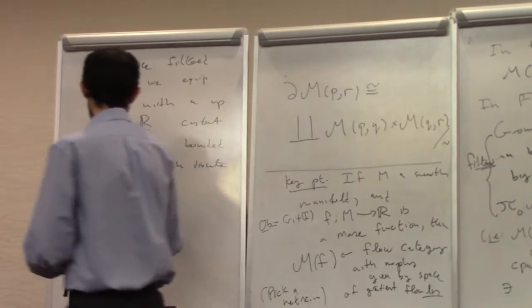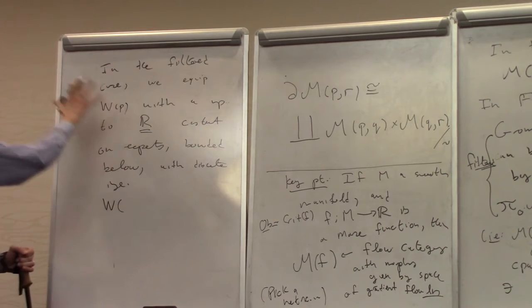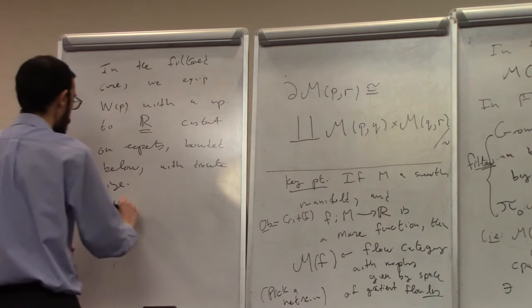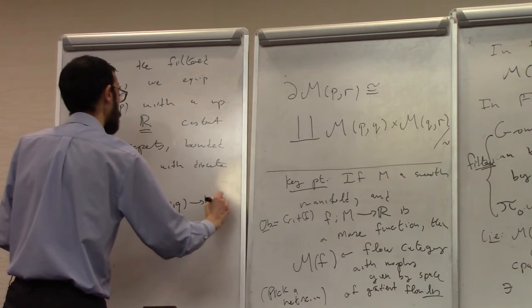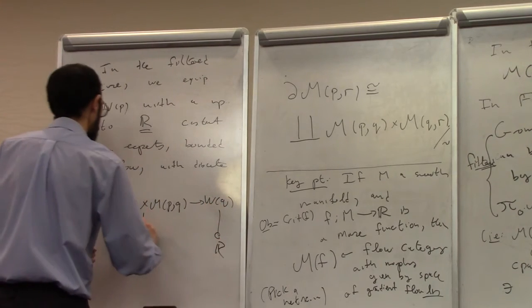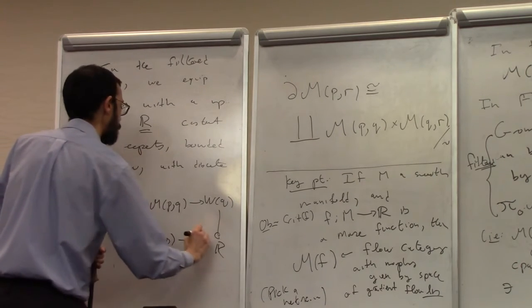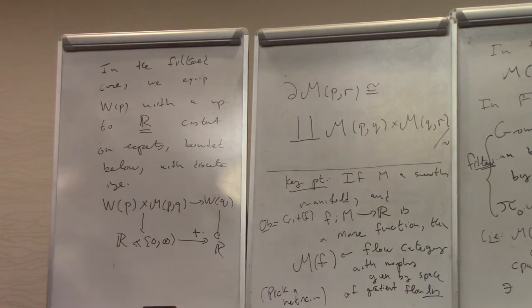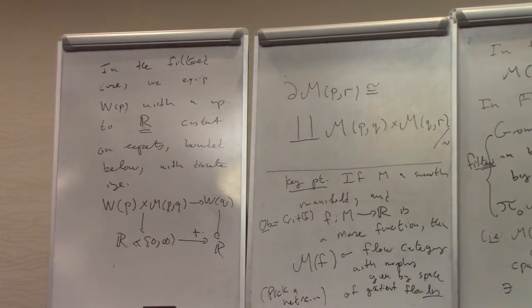And then, of course, you want to assume that the following diagram commutes, which is going to be your notion of energy. So you have this W_P, I have this M_PQ, it goes to W_Q, this goes to R, this goes to R cross zero infinity. Here you have addition. This is the condition you want to impose. So this is this abelian monoid.